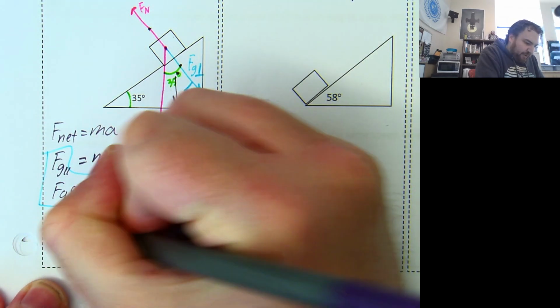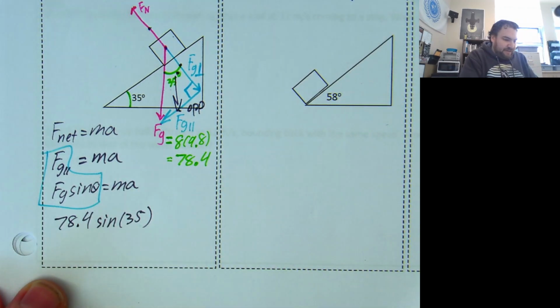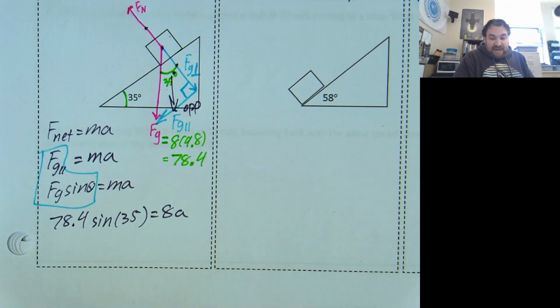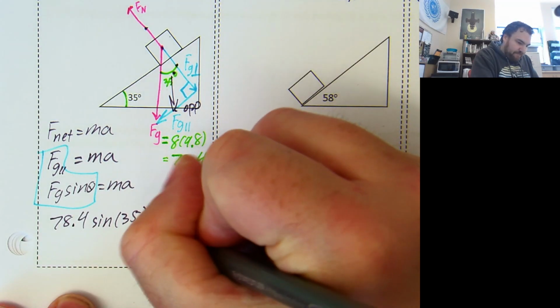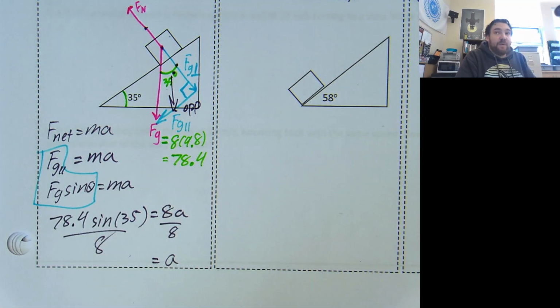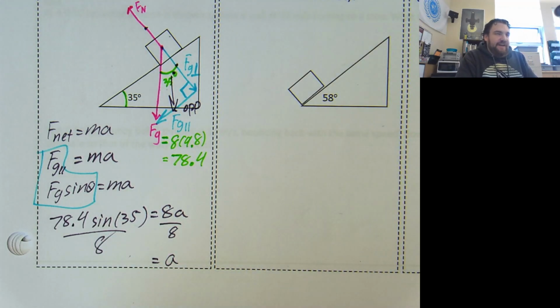Fg is 78.4 times the sine of what angle? Times the sine of the angle 35 degrees is equal to the mass of our object, 8, times the acceleration a, and now I can go ahead and solve this. To get the acceleration by itself, I'm going to divide by 8. And we're going to get that the acceleration down the incline is what? What is 78.4 times the sine of 35 divided by 8?